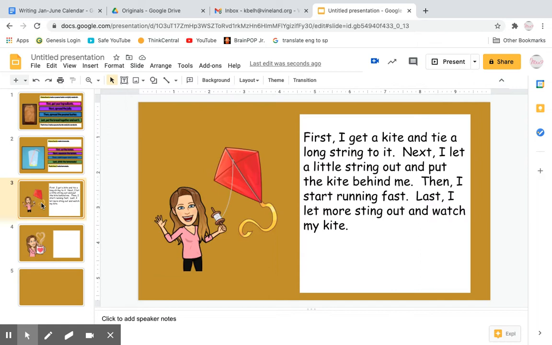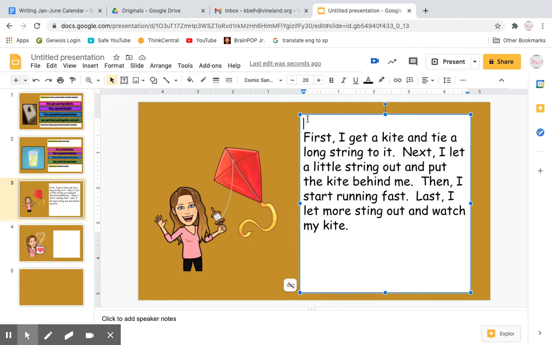Okay, let's look at this one. Do you remember this with the kite? I told you how to fly a kite. So I'm going to add my opening sentence. Remember, my opening sentence goes first. So again, I can say, I know how to. Well, what is it that I know how to? I know how to fly a kite, period. That's what I'm telling my readers about. I'm telling them how to fly a kite. Then I give them the directions of how to fly that kite.